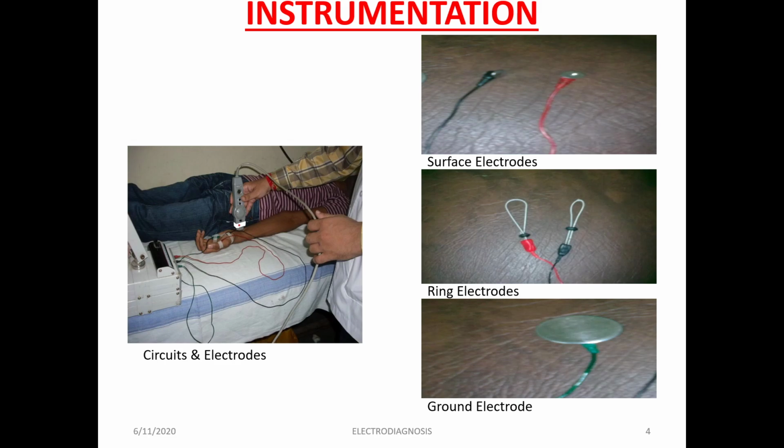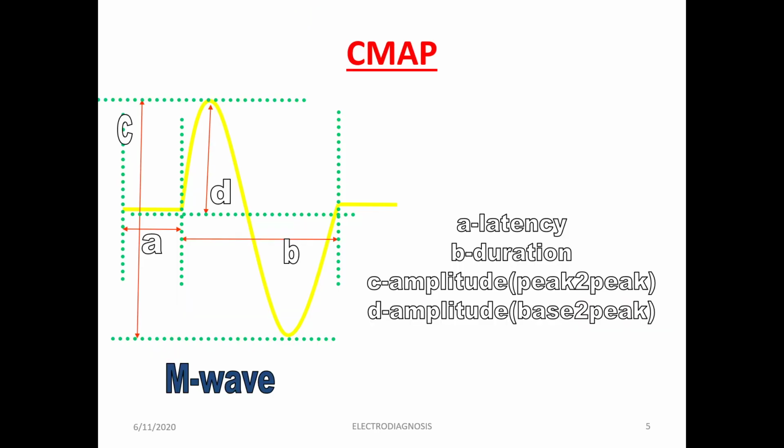Now, this is the CMAP, that is compound motor action potential. It is also known as the M-wave. So here you can see A. A is nothing but latency. Latency means what? It is the time taken by the impulse to travel from the stimulating point to the recording point.